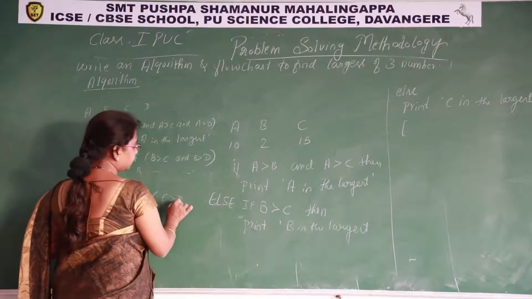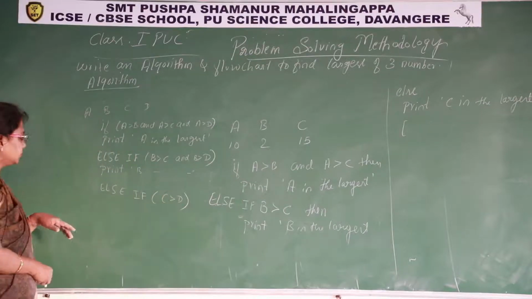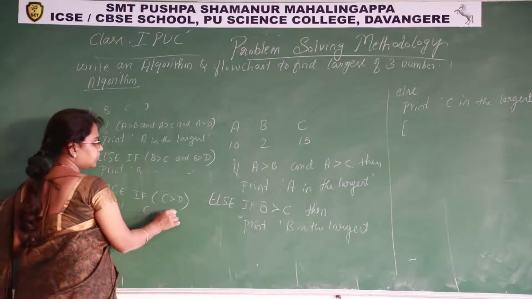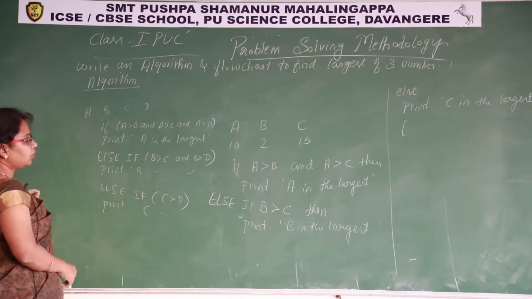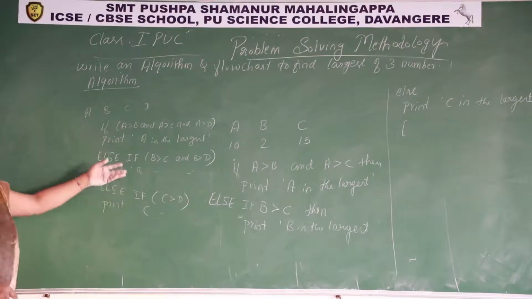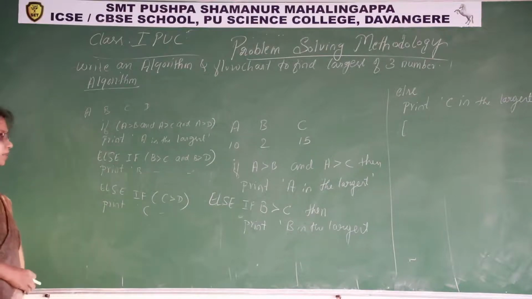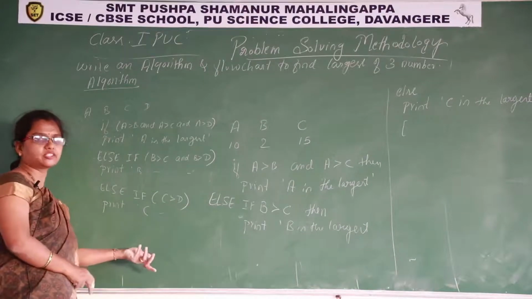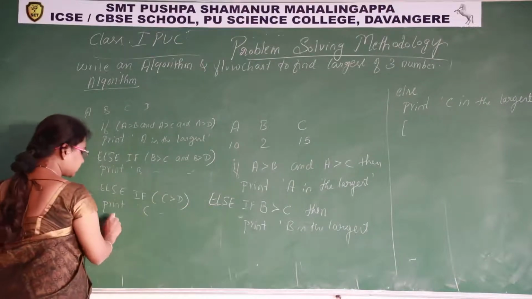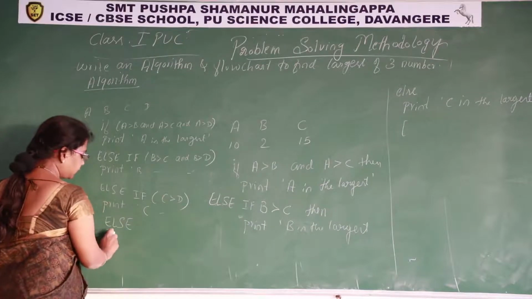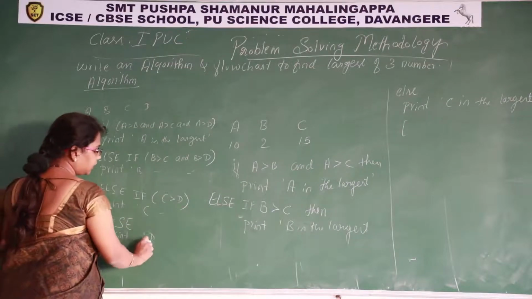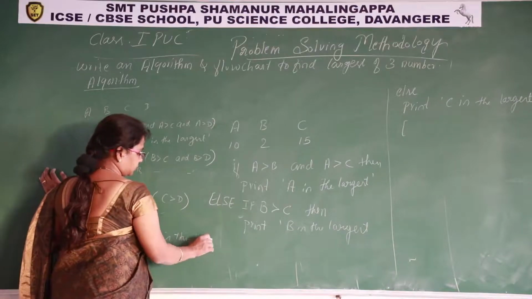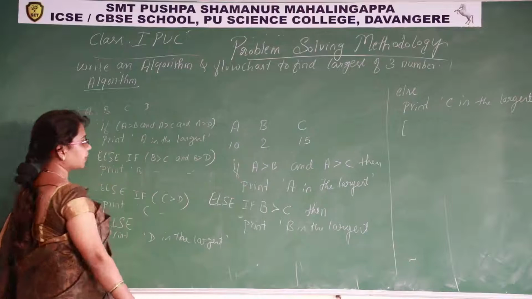C greater than D, print C is the largest. So already three variables, three numbers over, remaining is D, no? Then we need not write a condition here. If D greater than C, don't write condition. Just you write else. Print D is the largest. In this way we'll write.